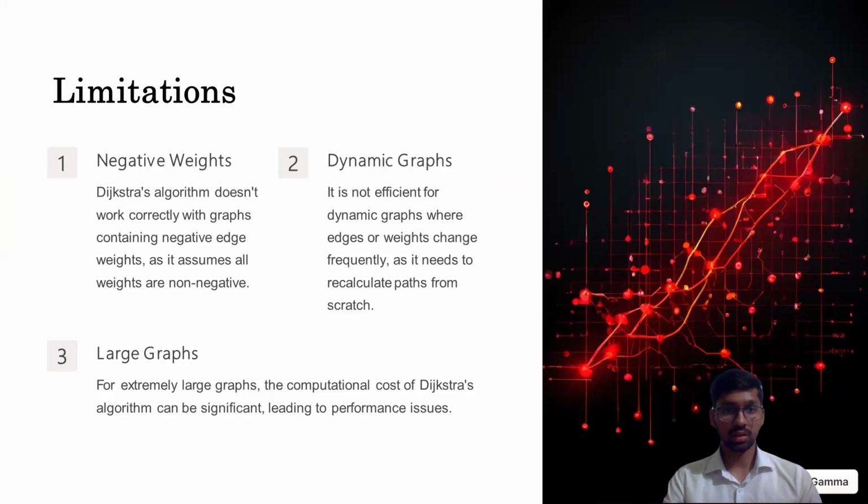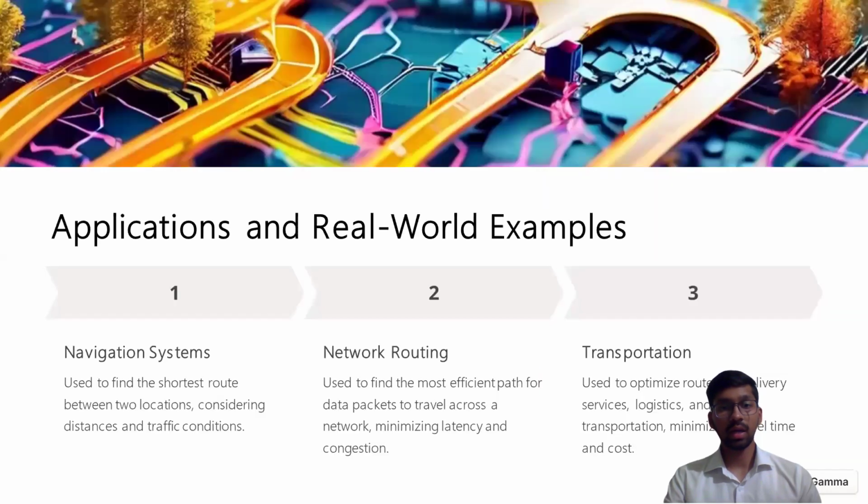Dijkstra's algorithm doesn't work correctly with graphs containing negative edge weights. Then dynamic graphs, it is not efficient for dynamic graphs where edges and weights change frequently. Then large graphs or diverse graphs, for extremely large graphs, the computational cost of Dijkstra's algorithm can be significant, leading to performance issues. Then applications or real world examples.